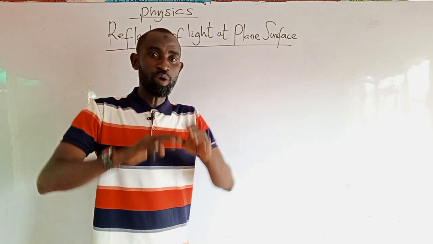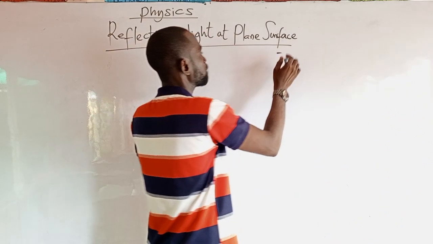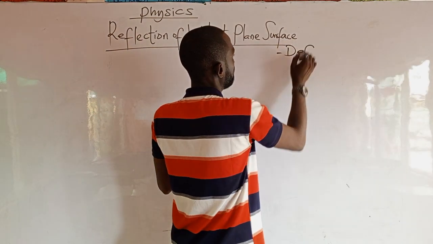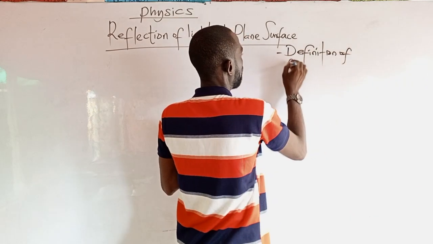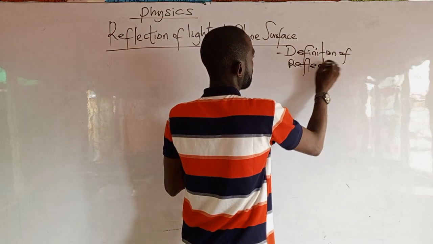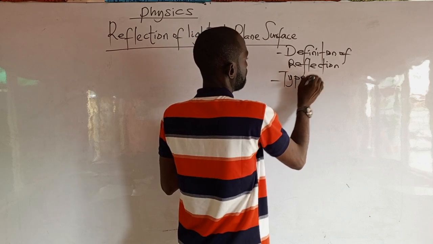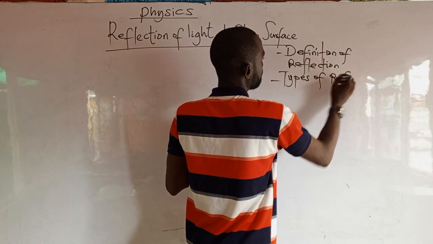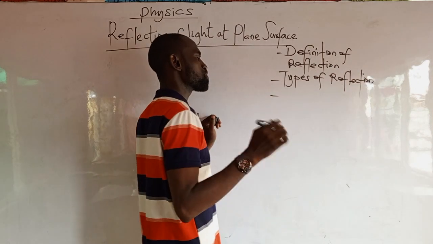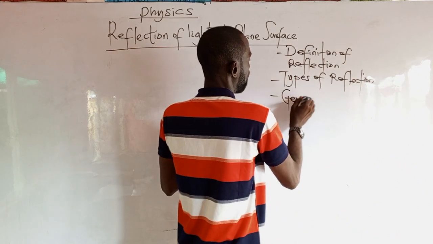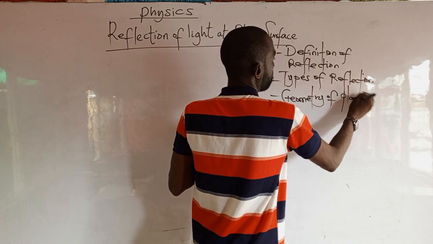What we are going to be discussing in general: the first one is the definition of reflection. That's the first thing. After this, we'll discuss types of reflection. After this, we'll discuss the geometry of plane mirror.